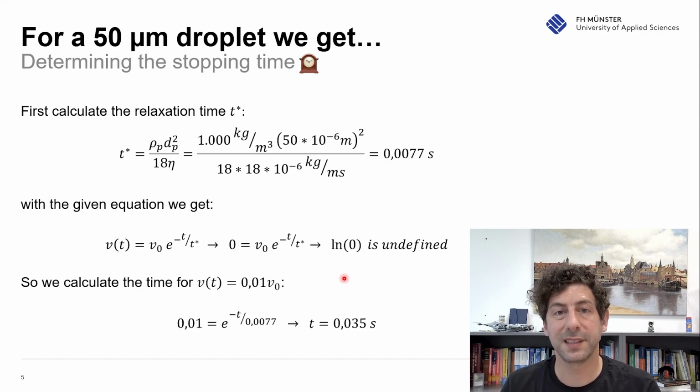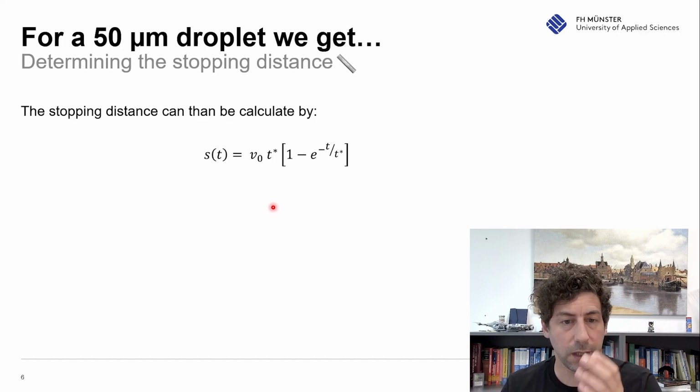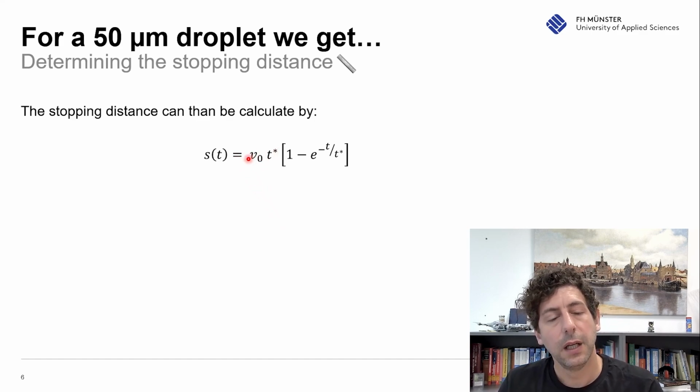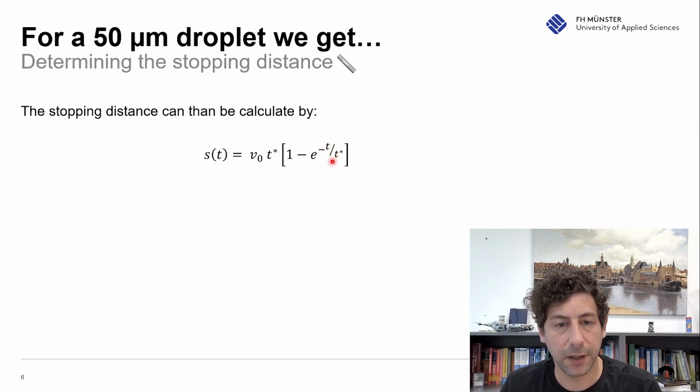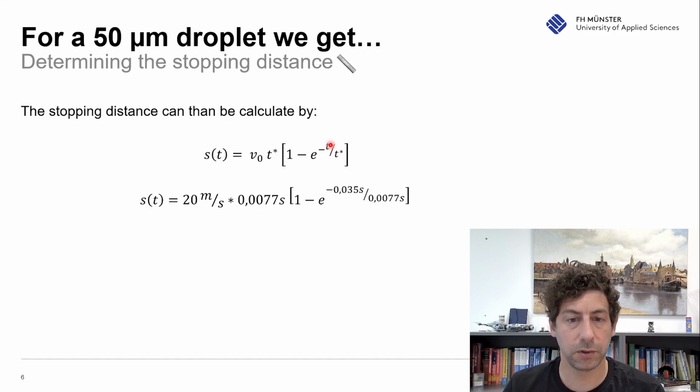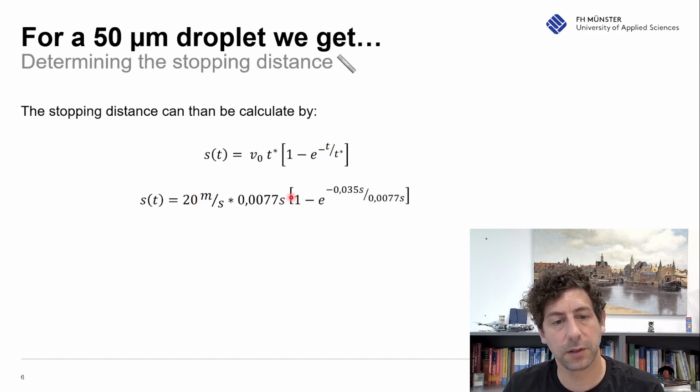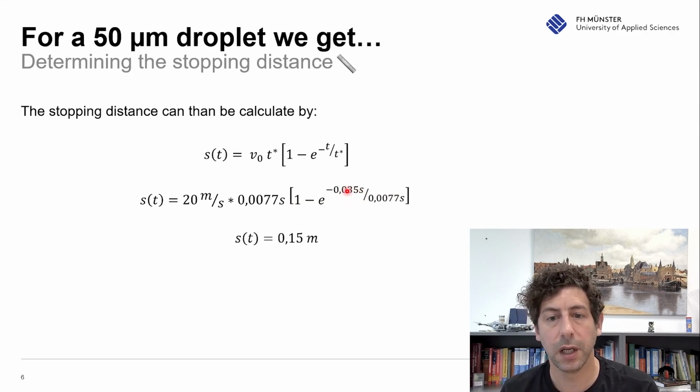And now we can take a look, what is the distance the droplet travels during this 0.035 seconds, which is probably not very much, even if the starting velocity is high. And therefore we derived this equation in the last video. So this is the distance traveled over time, depending on the starting velocity, the relaxation time, and then we have 1 minus e to the power minus t divided by t star, and we have all the numbers, so we just can put all the numbers in: starting velocity, relaxation time, and the stopping time was also calculated. So this will end up with 0.15 meters.